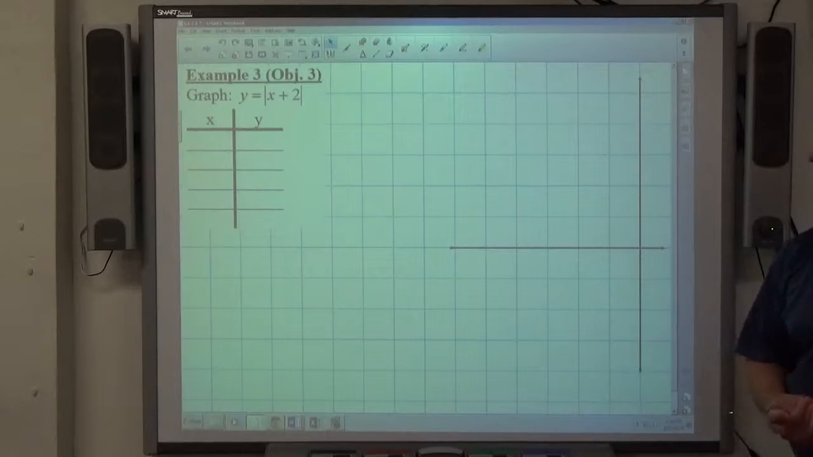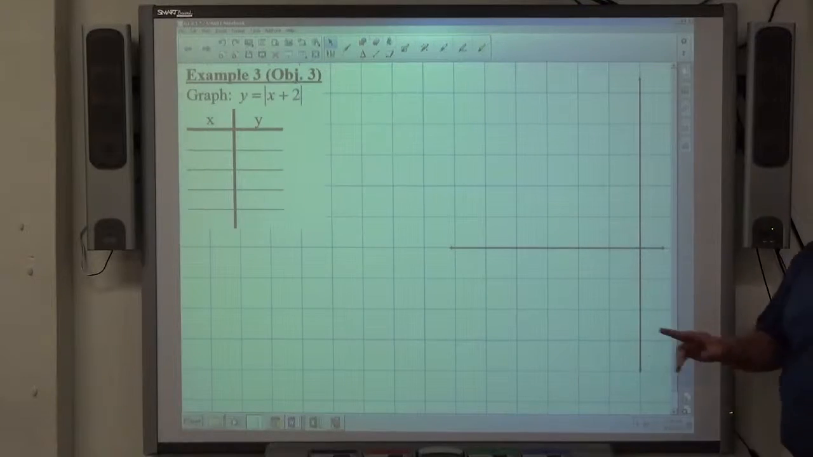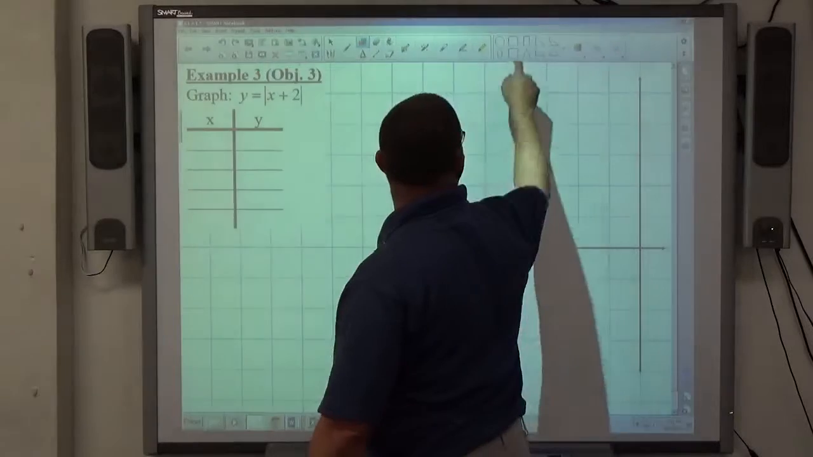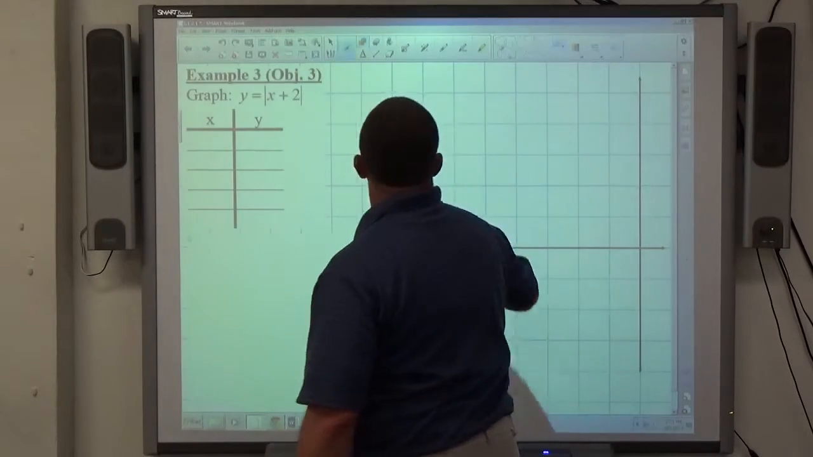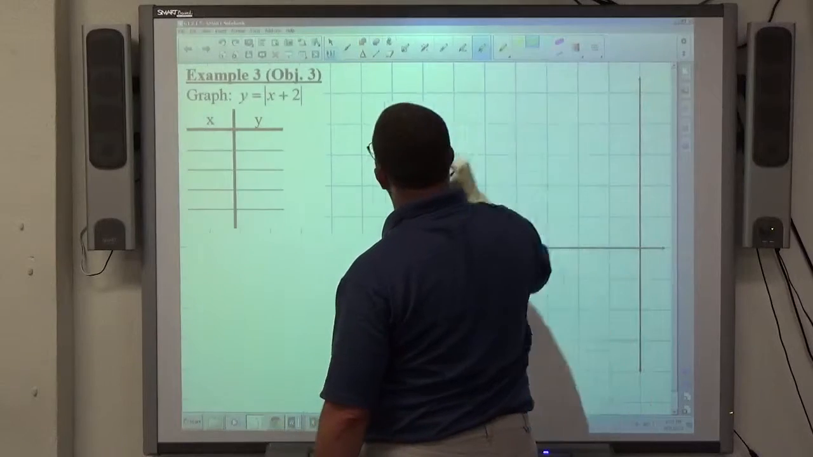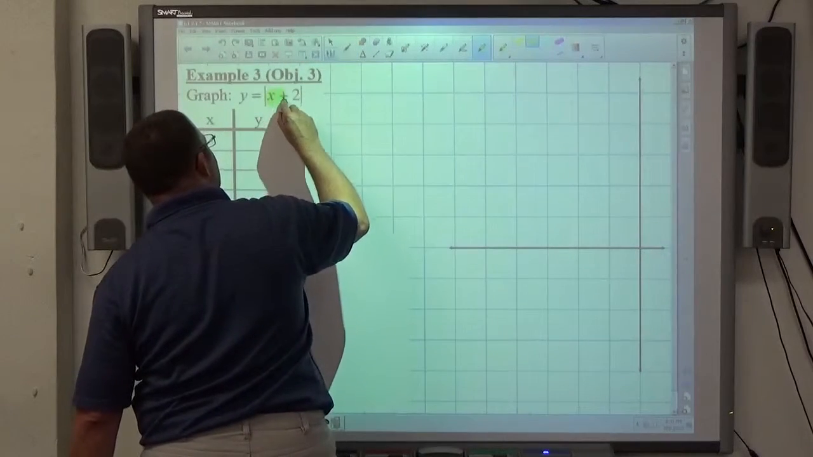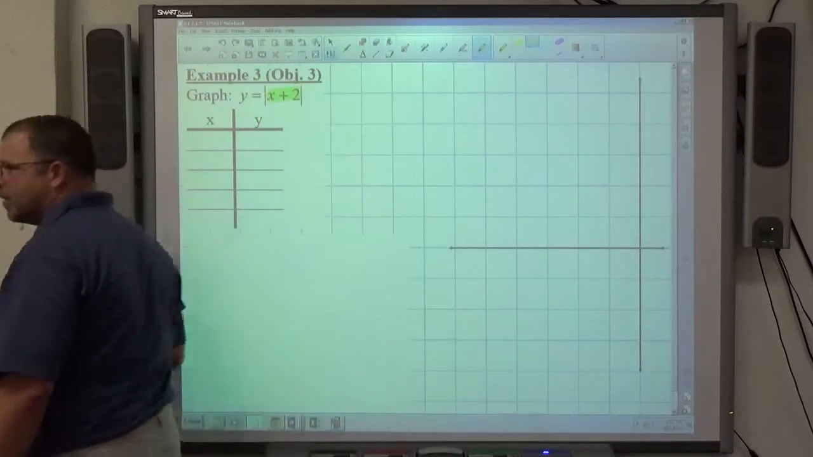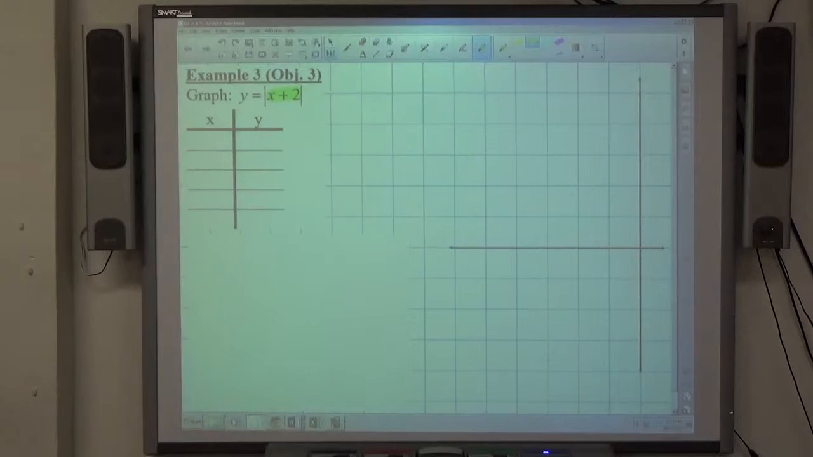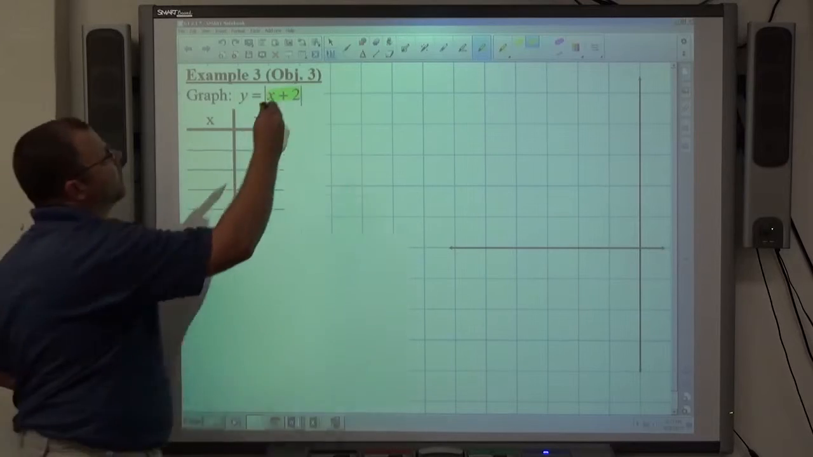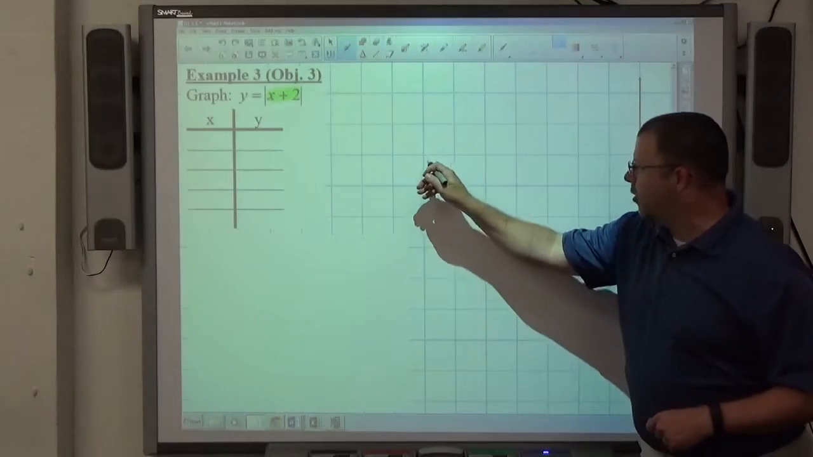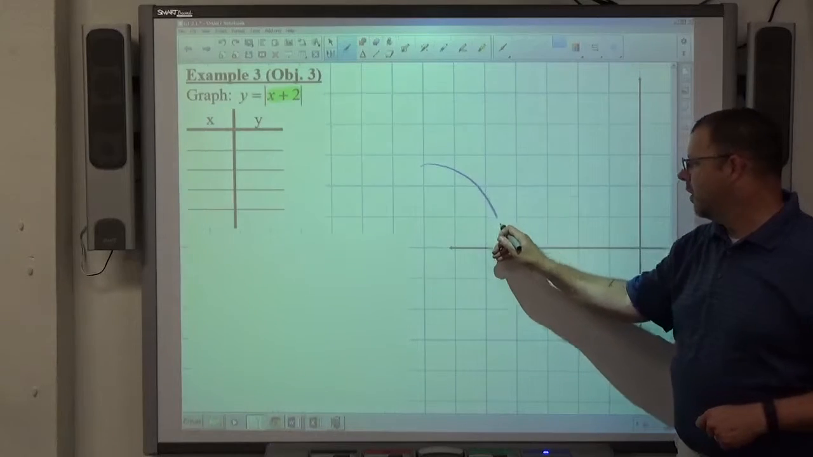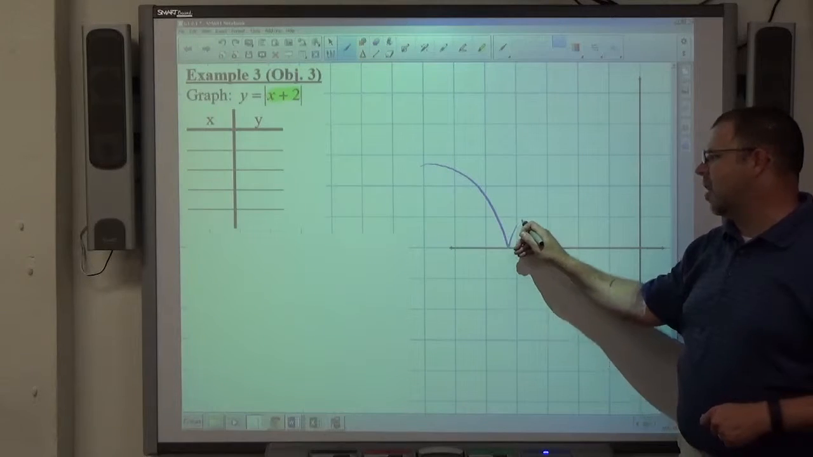Example 3, graph y equals the absolute value of x plus 2. Now an absolute value graph, let me just real quick get a clear piece of paper here. When you're looking at an absolute value function, what's inside the absolute value bars determines what values of x are important to you. Absolute value graphs do this. When you graph them, they do whatever they're going to do. When they hit the x-axis, they jump.